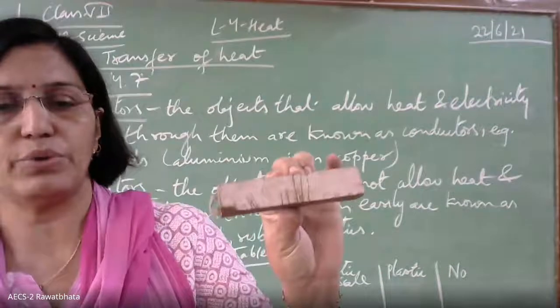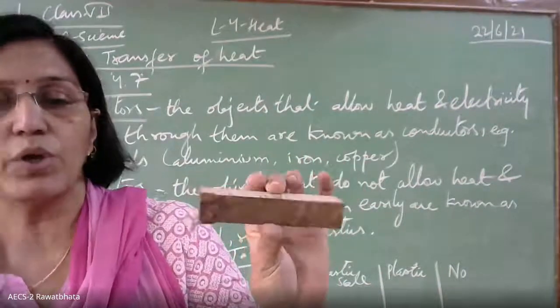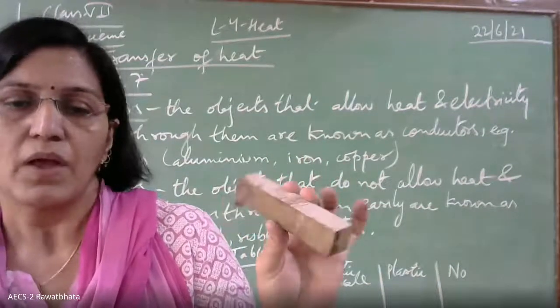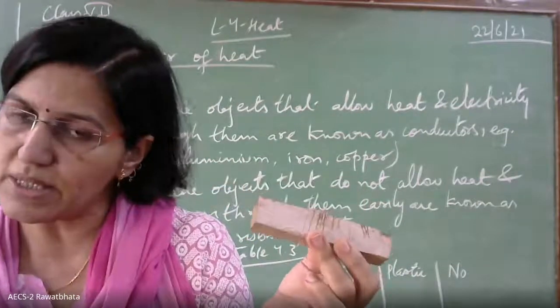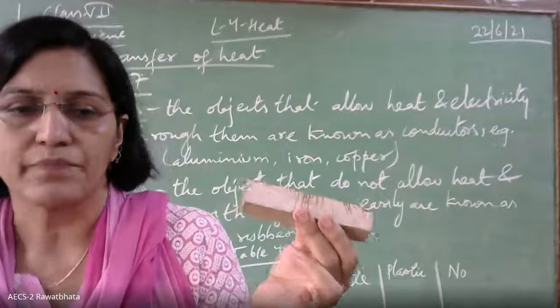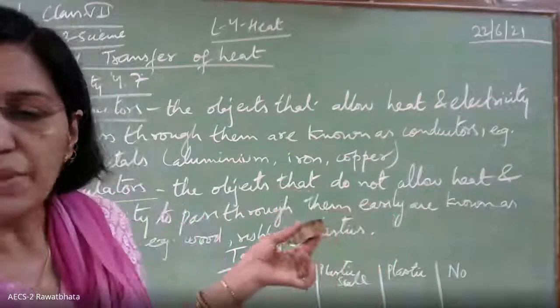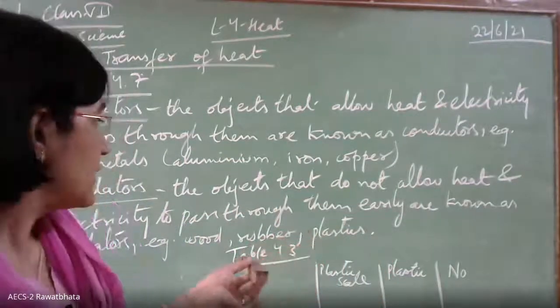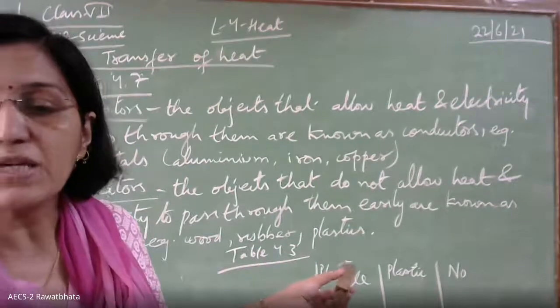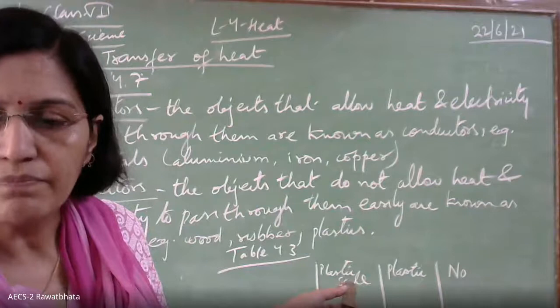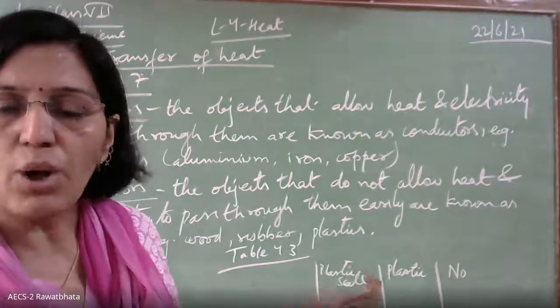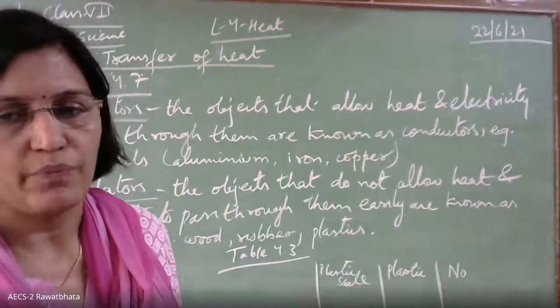What I am showing you here is again a wooden block. Wooden piece, you can say wooden block. The first column will be wooden block. The second column, you will be writing as wood. Wood will be the second column. The third column will be no.